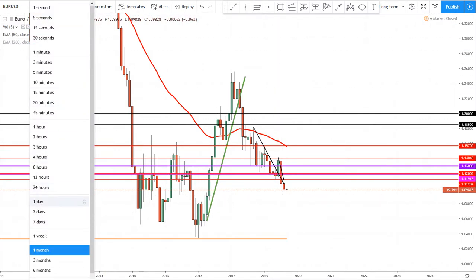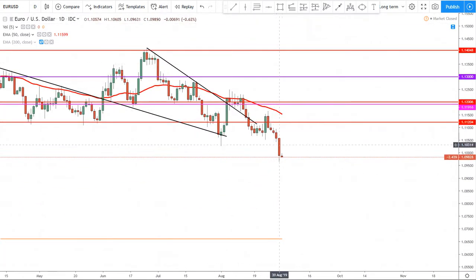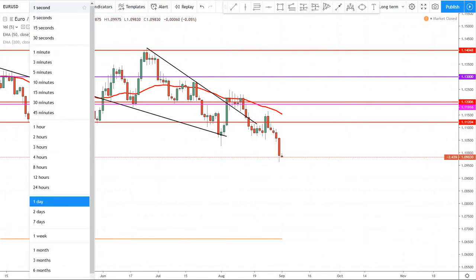Again, I'm just going to show you the daily chart here. The daily chart does show you another bearish engulfing candle on this euro chart. So again, that's just the euro's quite weak overall.